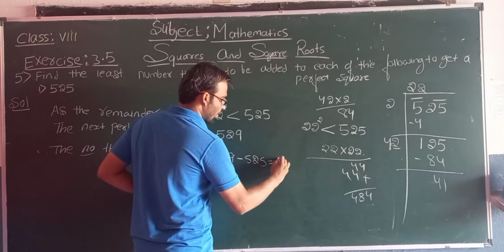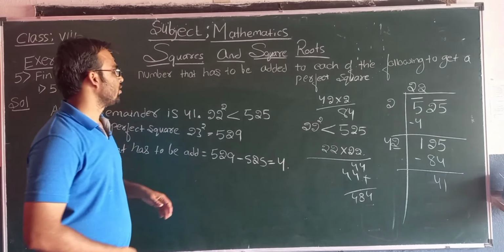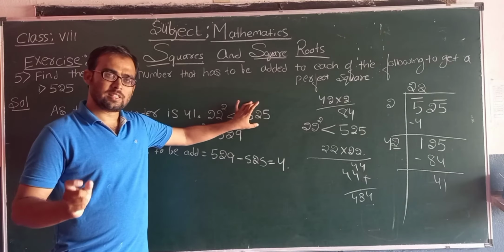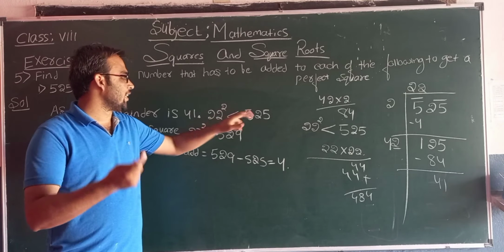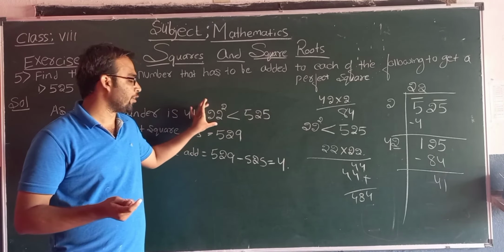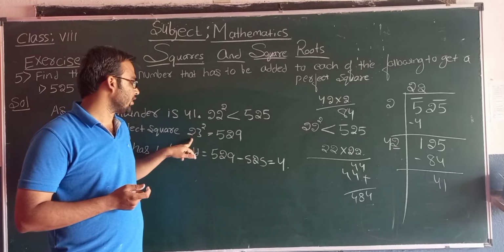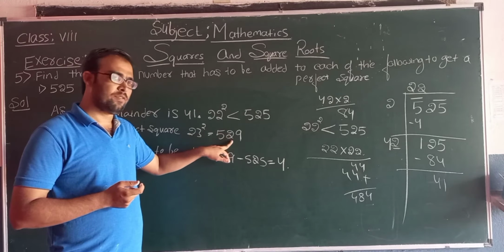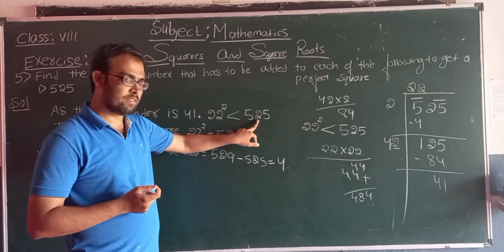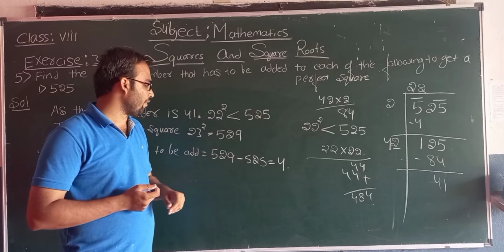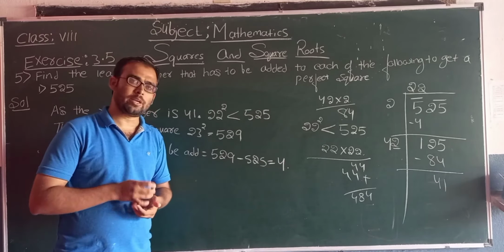So that is equal to what? 4. Okay, students, look at here. They have given this number, and what we know, 22 square is even less than 525. After 22 square, which number is there? 23 square. And what is 23 square? 529. Okay, so when we subtract the given number, that is 525, from 529, what have we got? We have got 4. It means what?